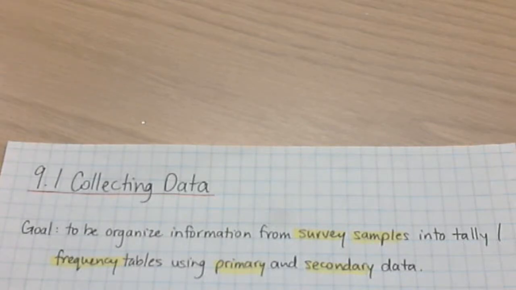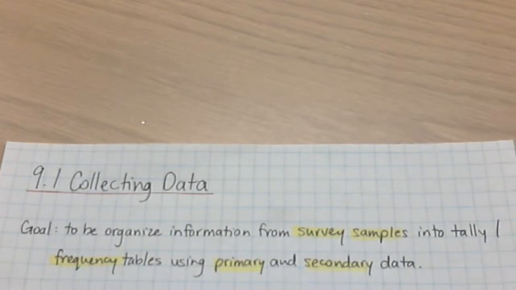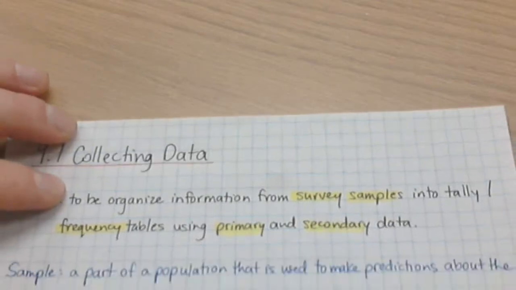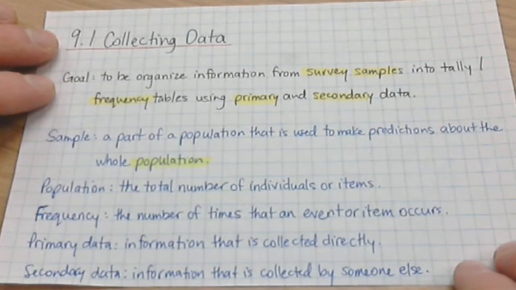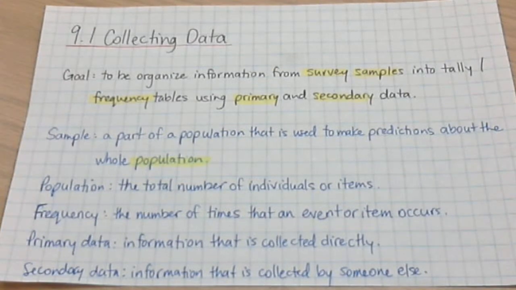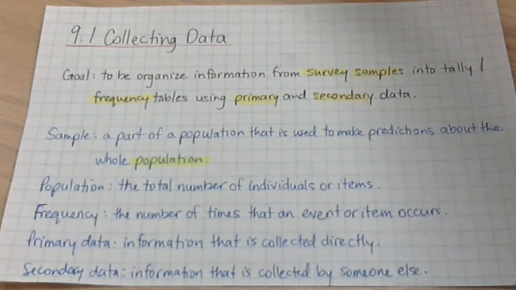So our goal then is to be able to organize information from survey samples into tally/frequency tables using something called primary and secondary data. And so I need to give you some definitions to start with. So samples are a part of a population that is used to make predictions about the whole population. The population itself is the total number of individuals or items. The frequency is the number of times that an event or item occurs. Primary data is information that you collect yourself, and secondary data is information that's collected by someone else, but that you still are able to use.